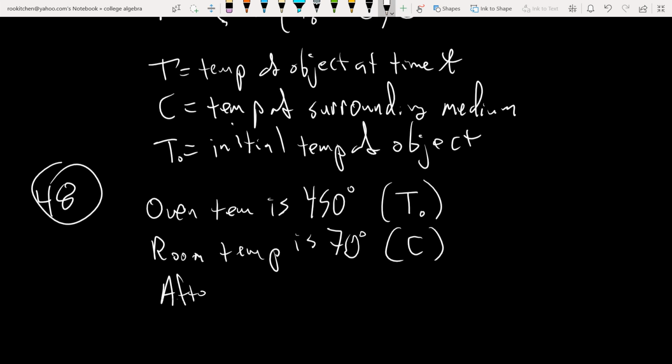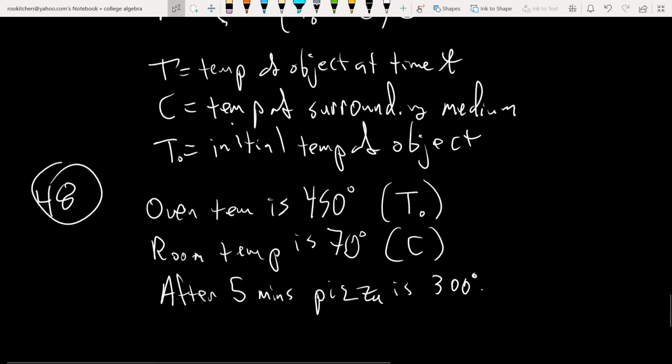After 5 minutes, the pizza is 300 degrees. Okay.